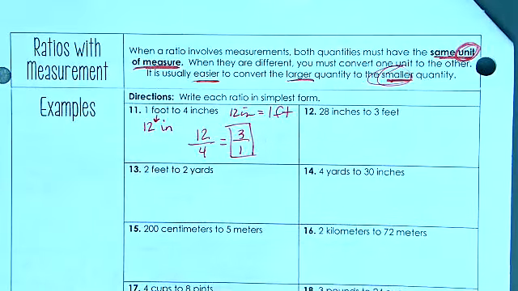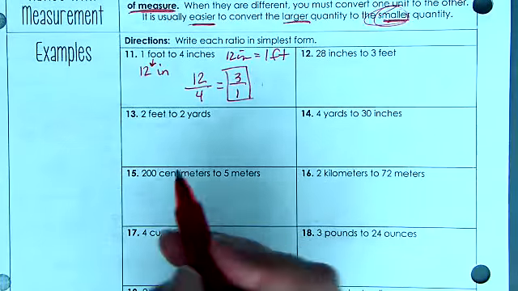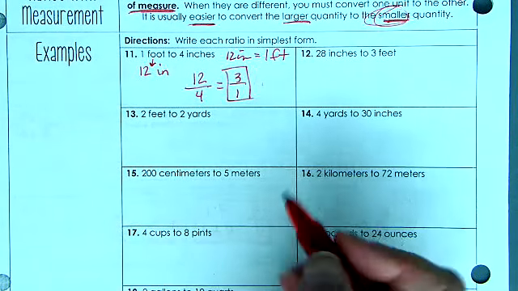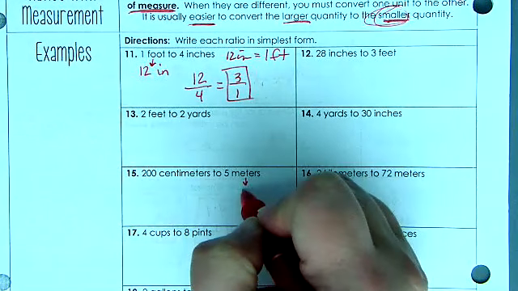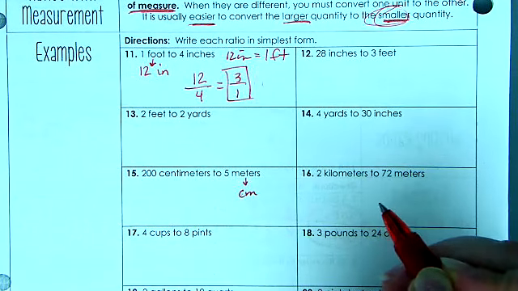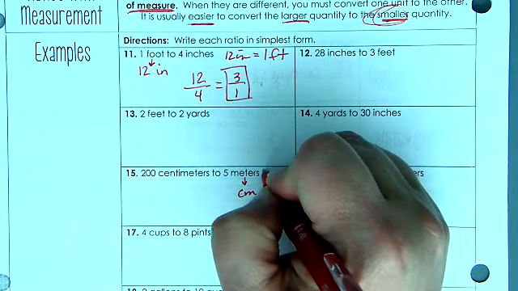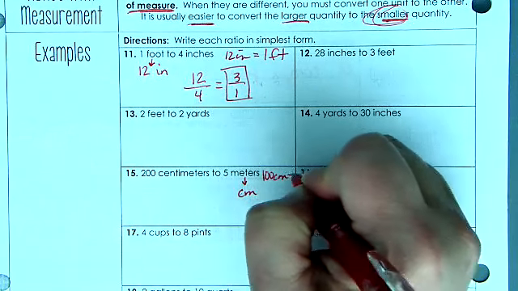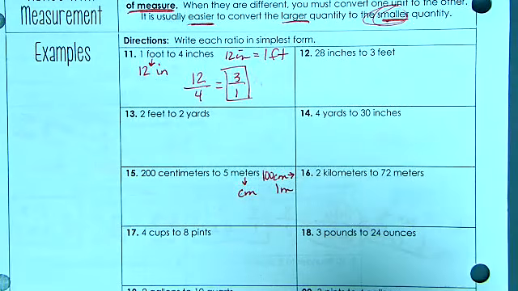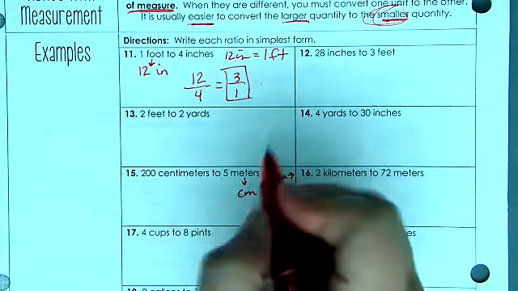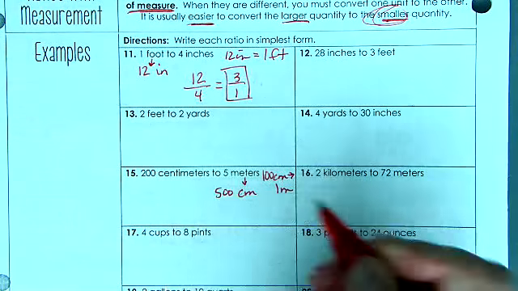All right, let's look at another type of situation. Number 15, 200 centimeters to 5 meters. I want to change these meters to centimeters. So the information that I need to know is that there are 100 centimeters in 1 meter. Okay, so here we go. That means if it's 5 meters, this is going to be 500 centimeters.